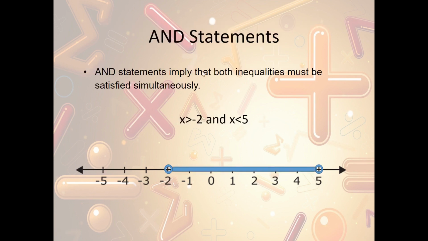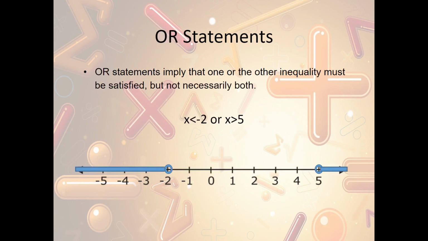Now let's talk about and statements. And statements imply that both inequalities must be satisfied simultaneously. So for instance, x is greater than 4 and it's less than 6. So we know that tells us it has to be between 4 and 6. And statements should always be shaded between the 2 points, just like this. So this is an example of an and statement.